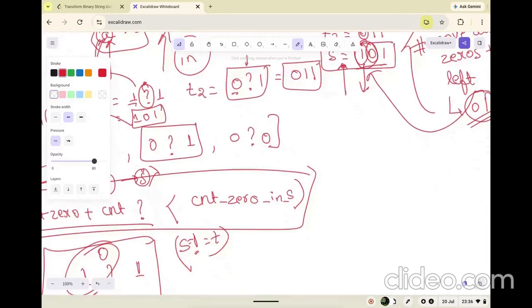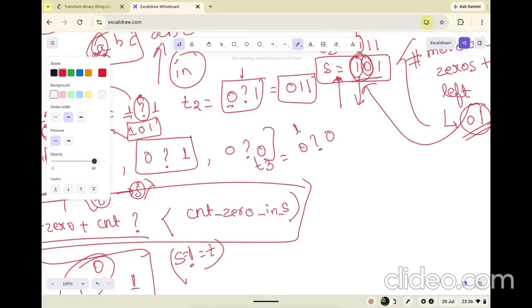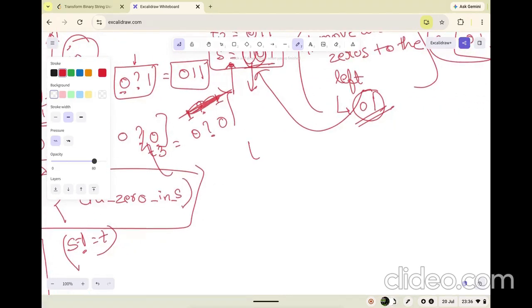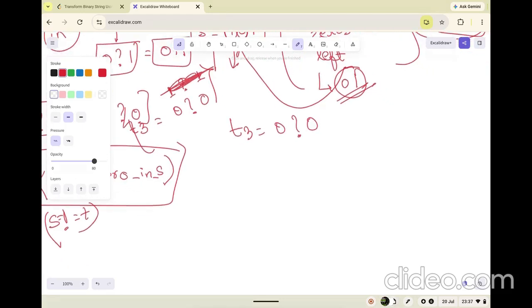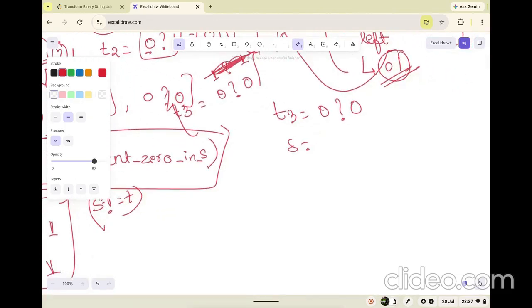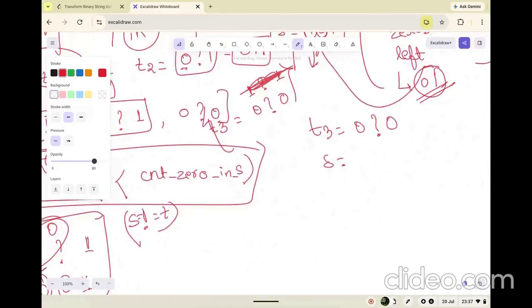Now let's look at T3, right? And T3 is 0 question mark 0 and 1 question mark 1, right? Oh sorry, why have I written 1 question mark 1, really sorry for this. So T3 is 0 question mark 0, right? And S was equal to 101, right?